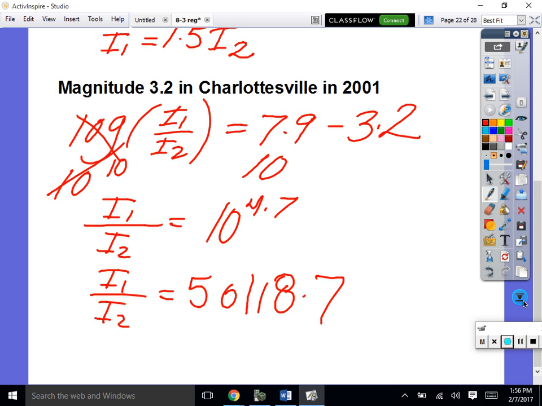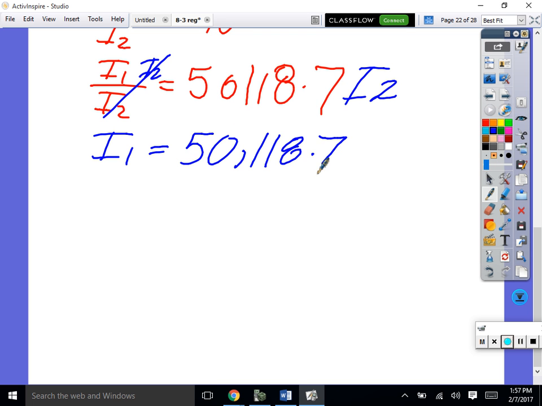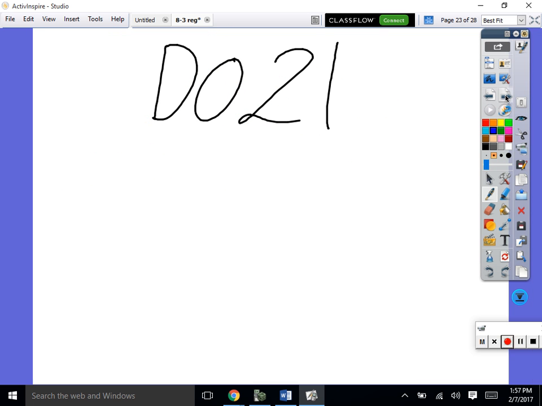Type it in. Now multiply and solve for intensity 1, because it said compare intensity 1 to intensity 2. So we'll multiply both sides by intensity 2 and we get the intensity of the first earthquake was 50,118.7 times the intensity of the second. So this was extremely, extremely more intense, 50,118 times as strong. Wow, it's crazy. So this was utter devastation, where the other one was just some destruction. I'm not a meteorologist, so I don't know exactly how much destruction, but kind of interesting.